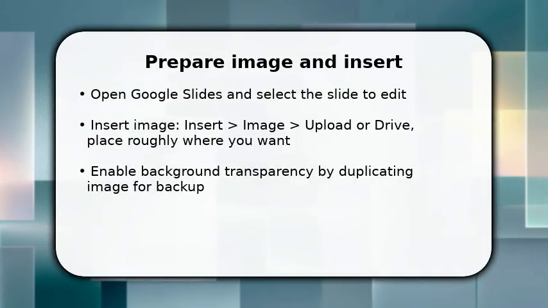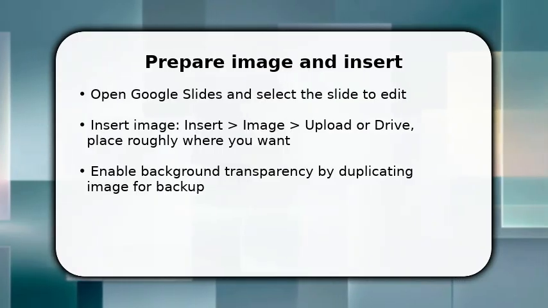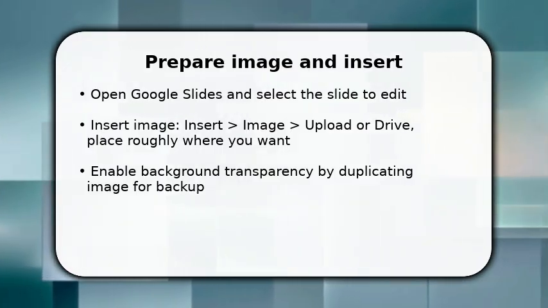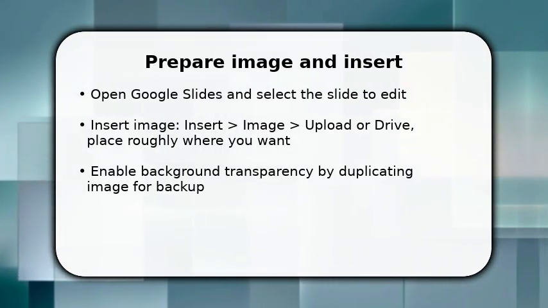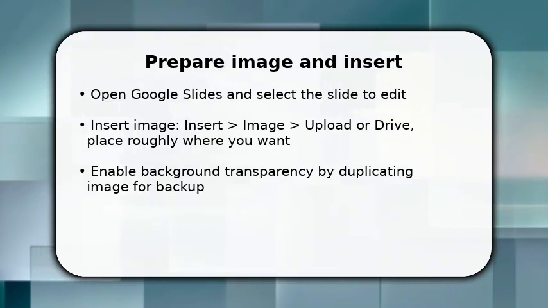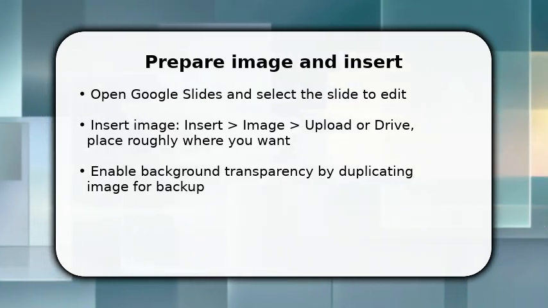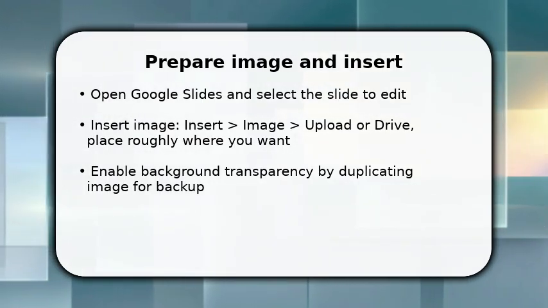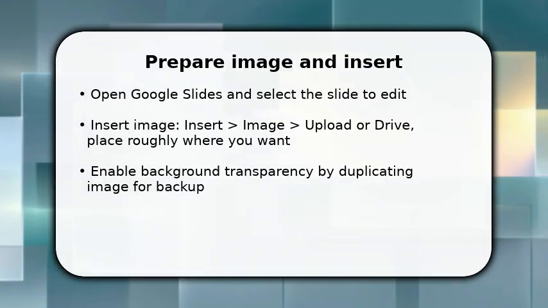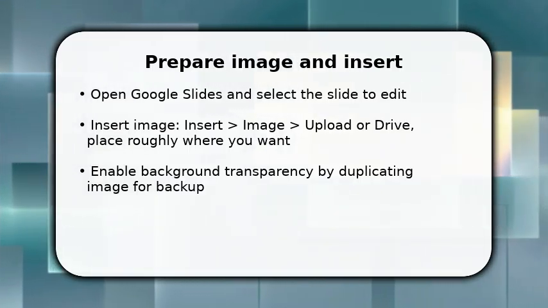You start by inserting the image into your slide and keeping a duplicate as a backup. Once done, select the image and make sure it's roughly sized where you want it. This speeds up masking. You use Insert Image and choose Upload or Drive, depending on source, so file integrity stays intact. Now you're ready for the first actionable edit.